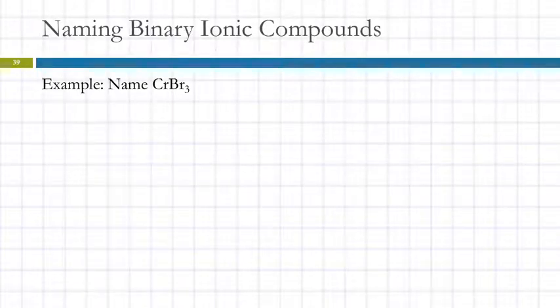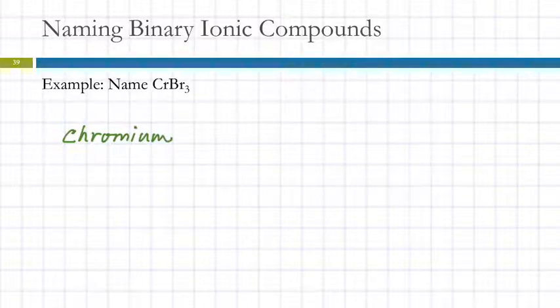So let's do this example. Here's CrBr3, and we need to name this. Well, this is an ionic compound, right? Because the first element is a metal. So we're going to name the metal ion first because it comes first in the formula, and then we're going to name the nonmetal. So Cr is the abbreviation for what element? Chromium. I'm going to write chromium.